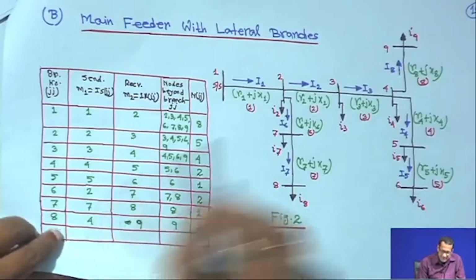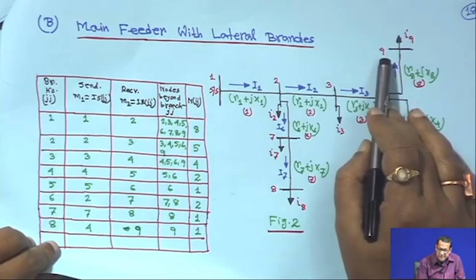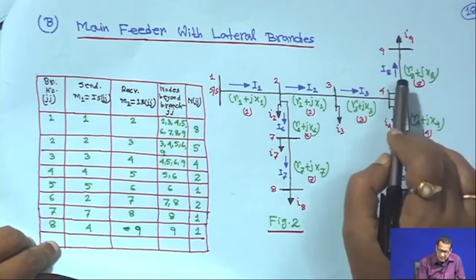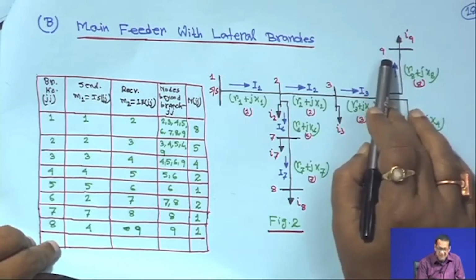Come to branch 8. This is branch 8, its sending end node is 4, the receiving end is 9, and beyond this branch there is only one node, that is the receiving end side, 9.